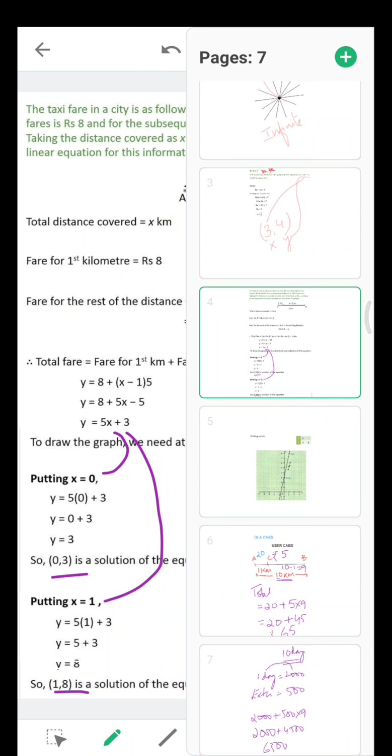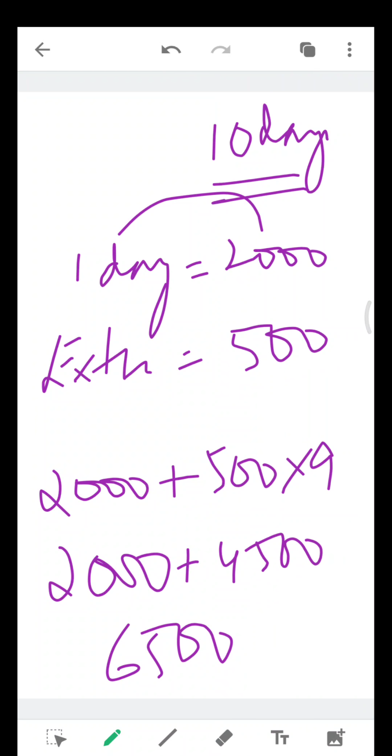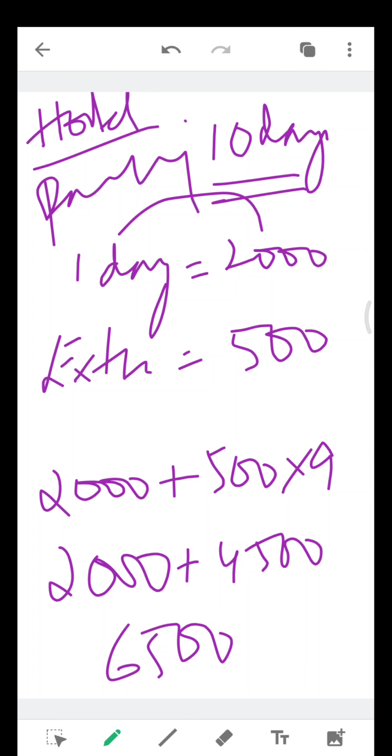Now I can give you some questions based on the same concept, but there will be hostel charges. It will not be taxi cab. It can be for hostel, it can be for parking, it can be any other situation.